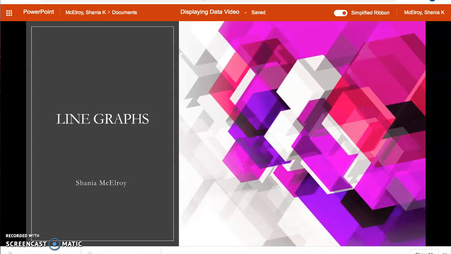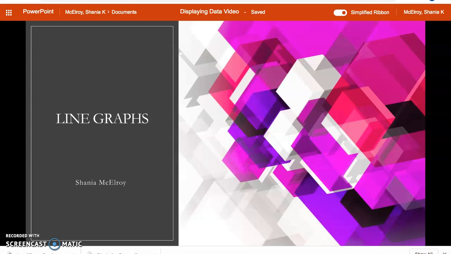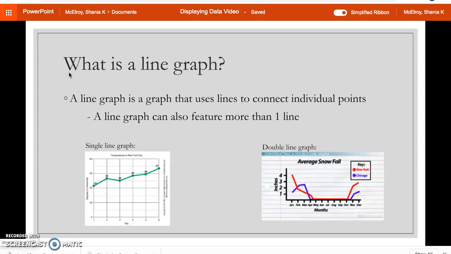Alright, so we're going to be talking about line graphs. What is a line graph? A line graph is a graph that uses lines to connect individual points. And a line graph can also feature more than one line. So this one right here is a single line graph, and then this one is a double line graph.